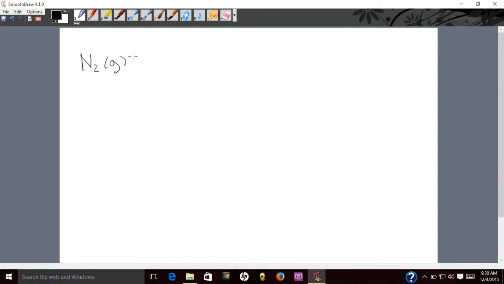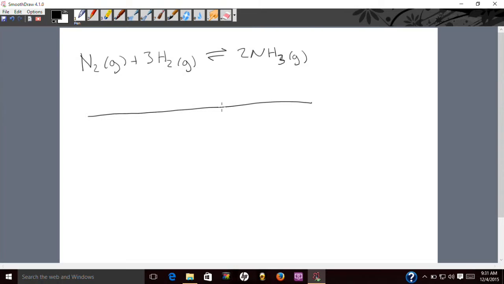We have N2 gas plus 3 moles of hydrogen gas in equilibrium with 2 moles of ammonia. Once again, it's at equilibrium, so start off by drawing a seesaw. And we have our ball in the middle. Now I know the seesaw looks a little large on the left, and you would think that it would fall to the left, but let's just use our imagination here and keep it at equilibrium.